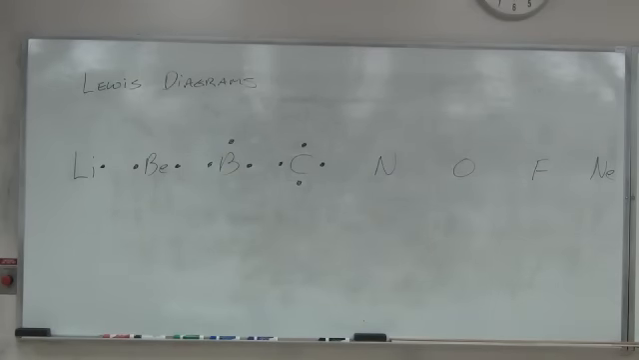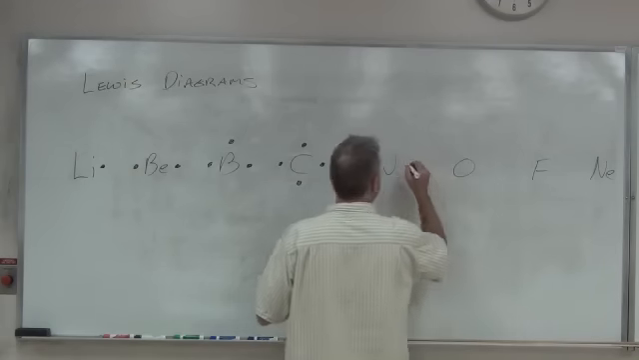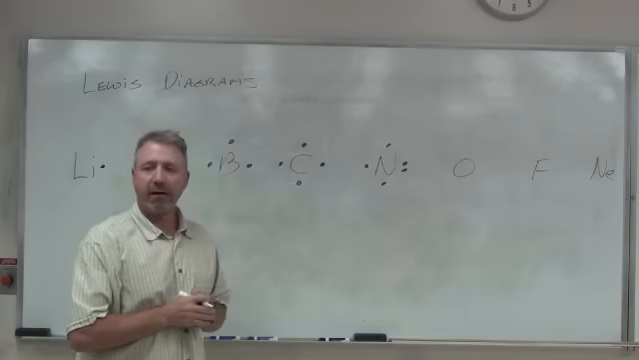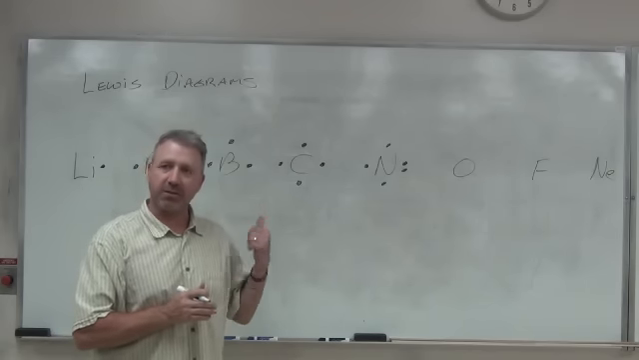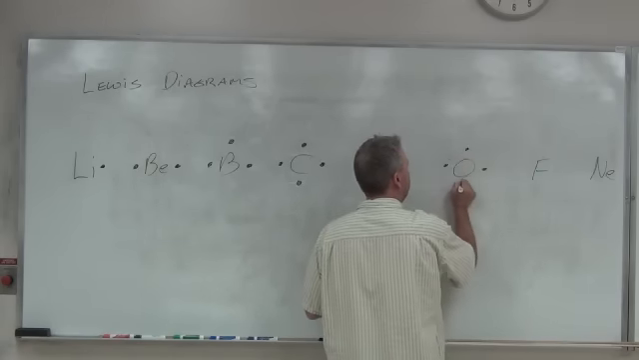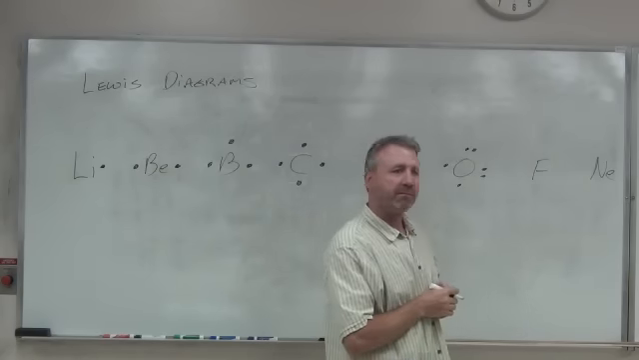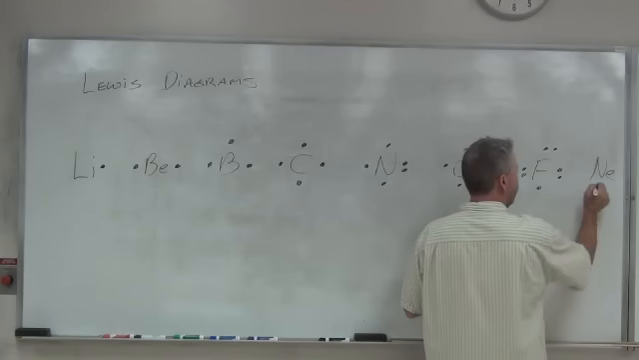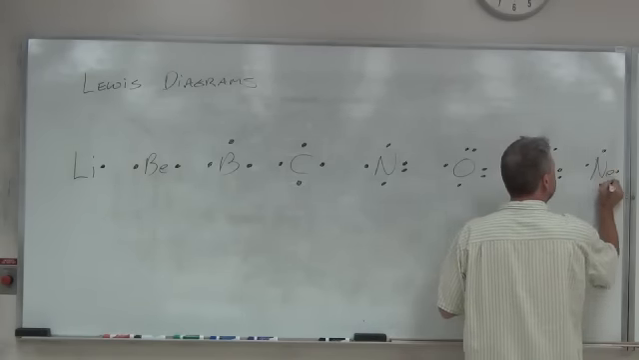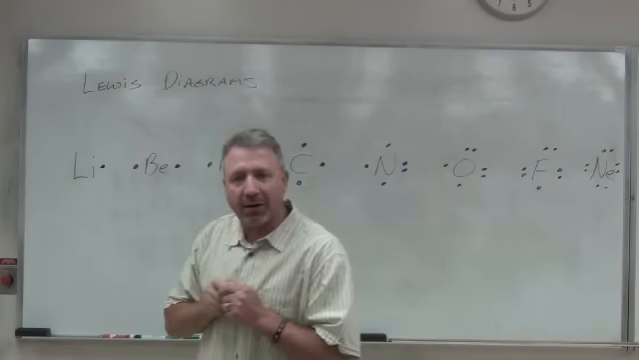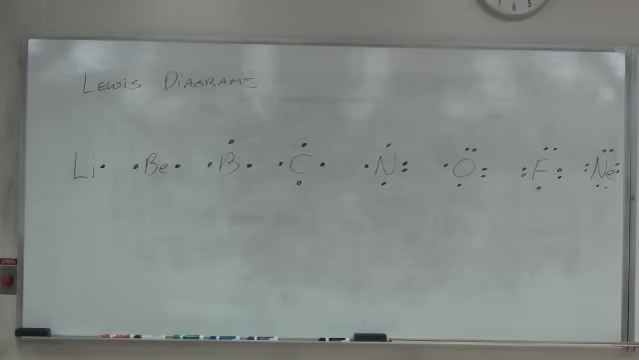Now that I've got a dot on each of the 4 sides, I can now think about pairing up. Nitrogen has 5, right? 1, 2, 3, 4, 5. Don't develop any bad habits. Do it this way. Put a dot on each side, then pair it up. Oxygen is 6. 1, 2, 3, 4, 5, 6. Fluorine is 7. Neon is 8. See how I get those dots? See where those Lewis dots come from? Just straight from the group number.